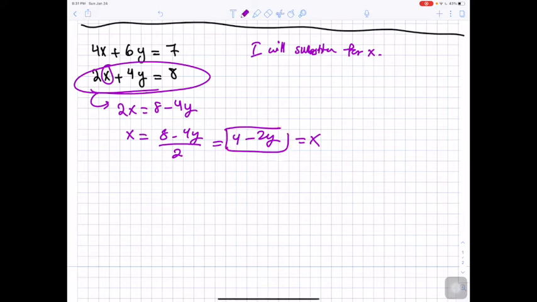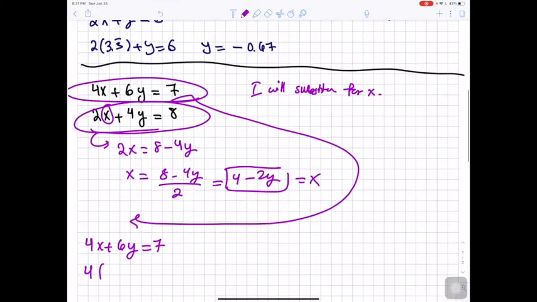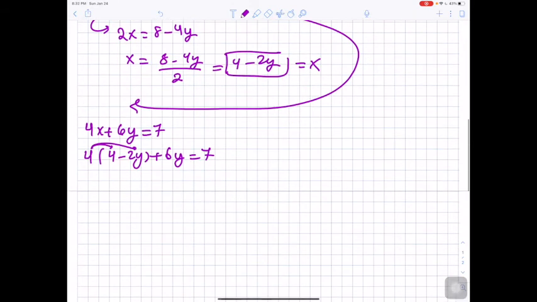So let me give it a shot maybe here. So I will say 4x plus 6y is equal to 7. 4, and then my x here is equal to 4 minus 2y, right? Because that's my conclusion from before. X was equal to 4 minus 2y. So then for x, I wrote 4 minus 2y. Plus 6y is equal to 7. Let me do a quick distribution. I'll get 16 minus 8y plus 6y is equal to 7.